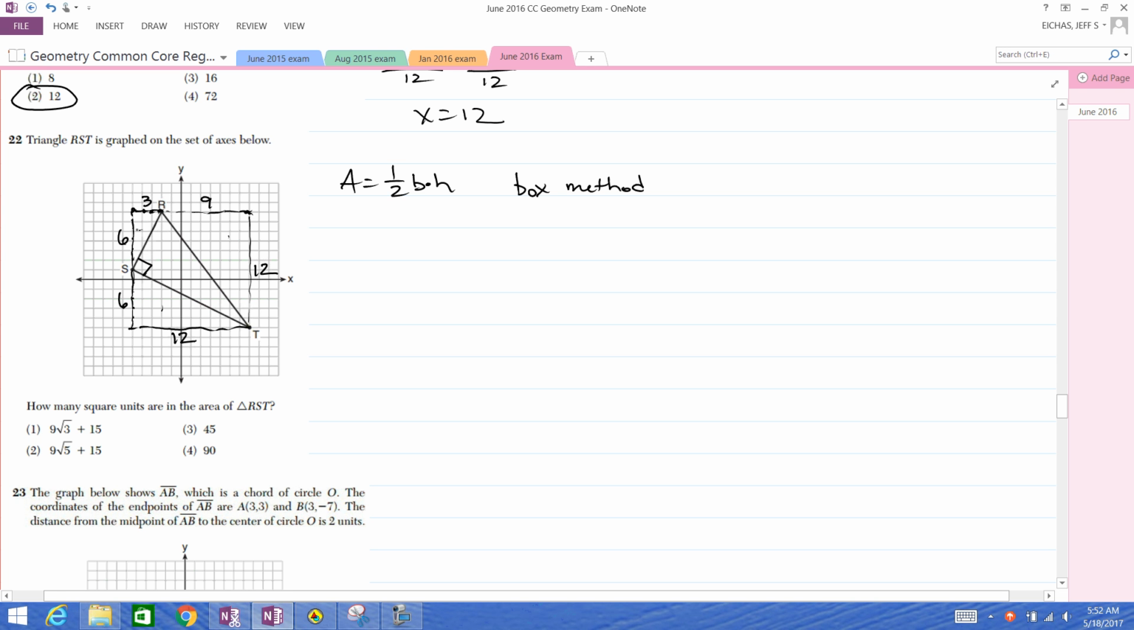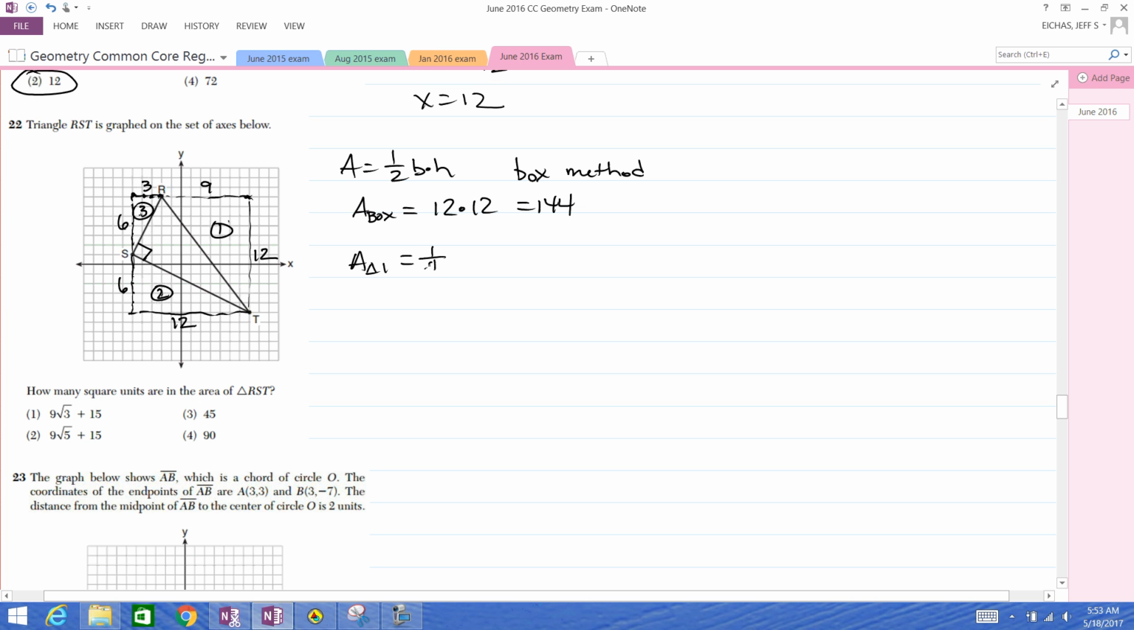Okay. So what we have is the area of the box, so to speak, is 12 times 12, which is 144. And I'm going to call these different triangles 1, 2, and 3. Okay, so I've got the area of triangle 1.